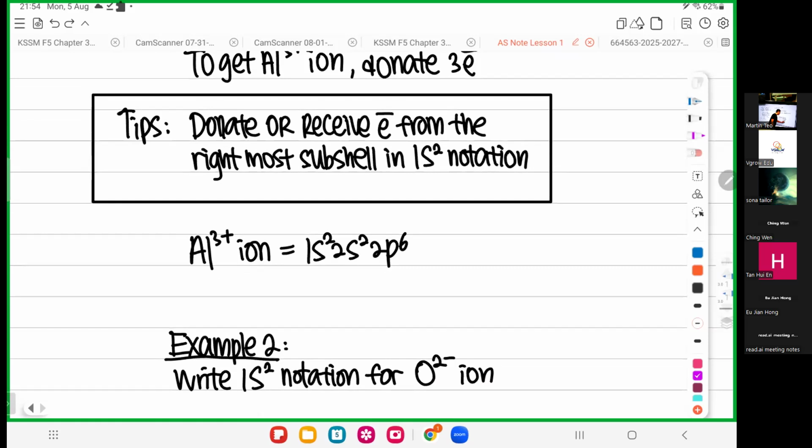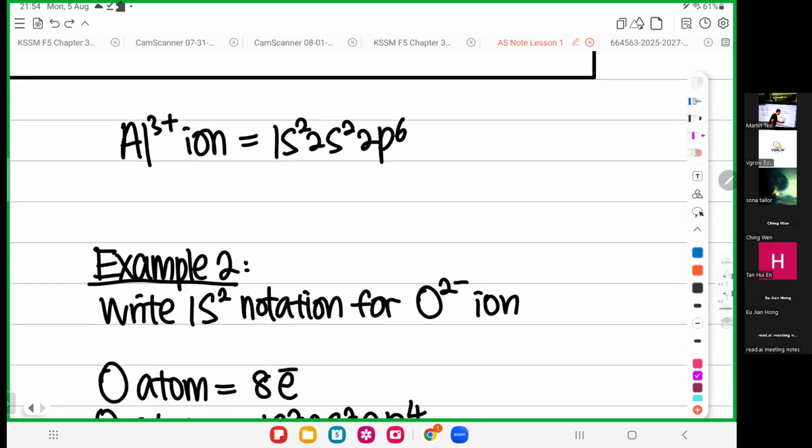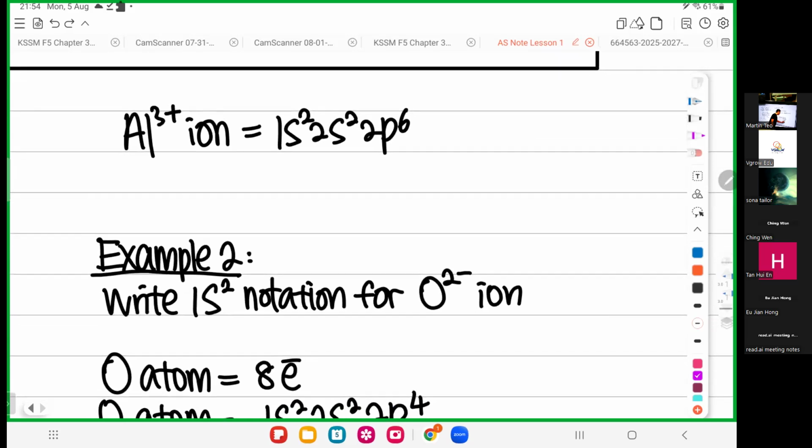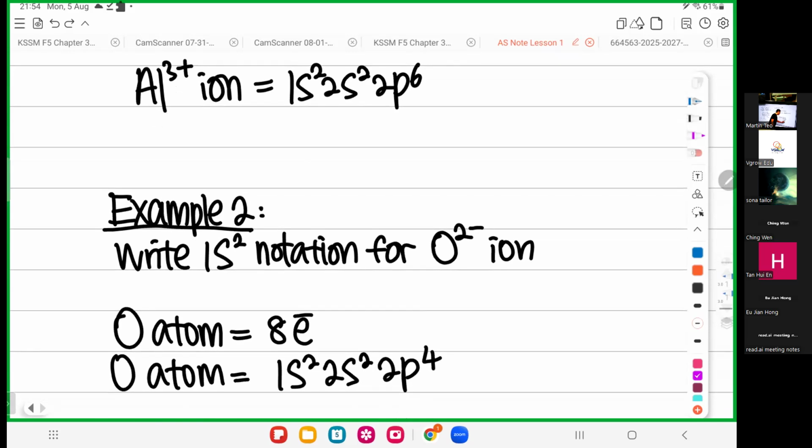Next one, example 2. Write the 1s2 notation for O2 minus oxide ion. First and foremost, even if we want the electron arrangement for an ion, we need to start from the atom in the first place. So my atom is oxygen atom. Oxygen atom got 8 electrons. If you write the 1s2 notation using the parallel rule that I taught you today, this is what you will get: 1s2, 2s2, 2p4.